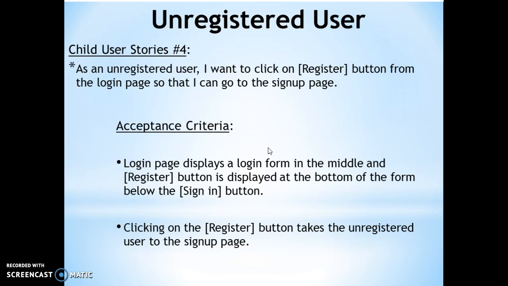As an unregistered user, I want to click on register button from the login page so that I can go to the sign up page. Login page displays a login form in the middle, and register button is displayed at the bottom of the form below the sign in button. Clicking on the register button takes the unregistered user to the sign up page.